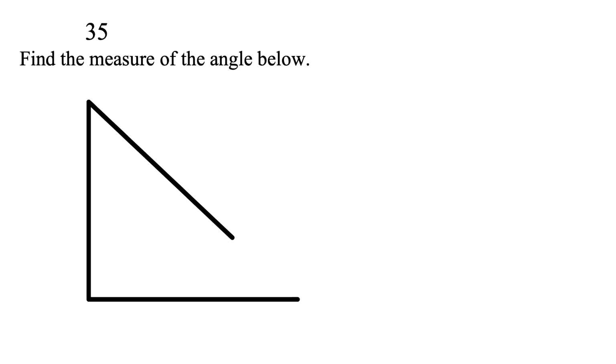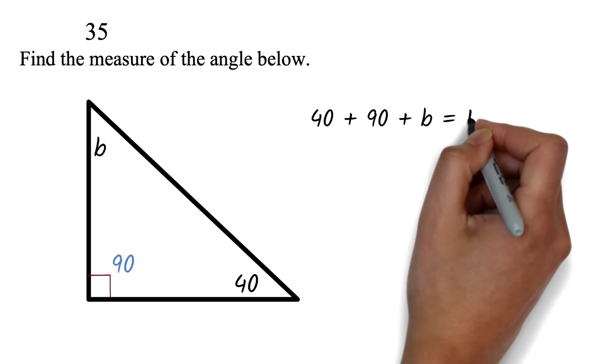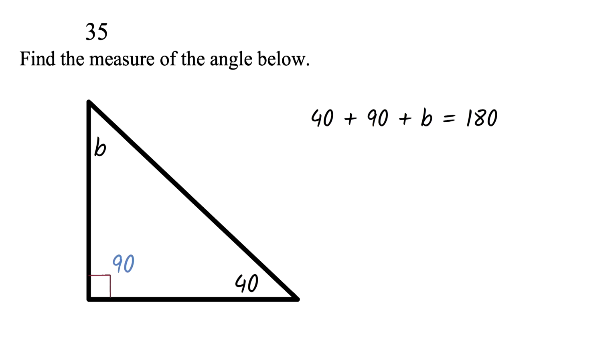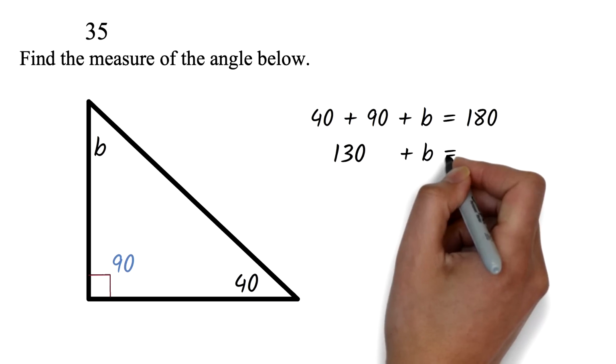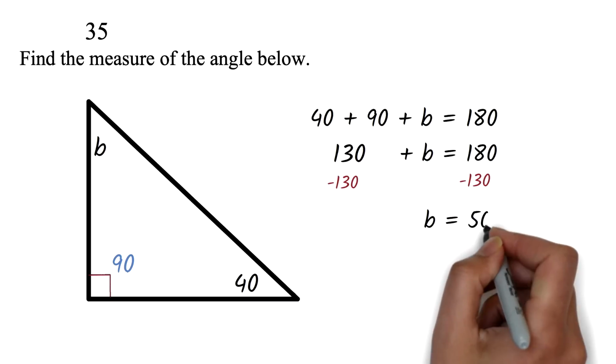Find the measure of the angle below. Here, the first thing you have to identify is that this is a right triangle because of this mark here. This means this angle is 90 degrees. We know that the sum of the interior angles of a triangle is 180 degrees. So we can add 40 plus 90 plus b, and this must be equal to 180. 40 plus 90 is 130. We have 130 plus b equals 180. One-step equation. Subtract 130 from both sides to get b equals 50 degrees.